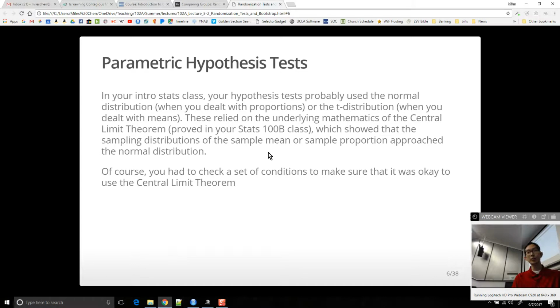All of these things, your t-test is what we call a parametric hypothesis test, in that underlying the conclusion of all of that is a distribution that is defined by parameters. In this case, the mean, the standard deviation, and your degrees of freedom all define the t-distribution that you're looking at.